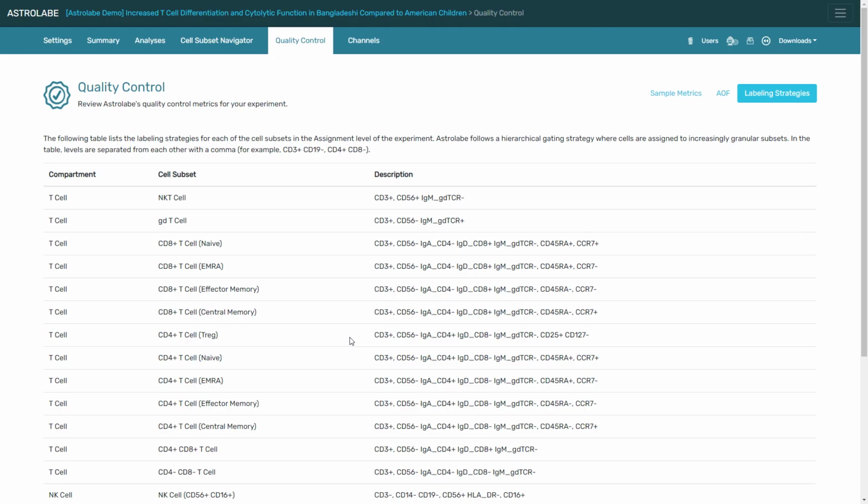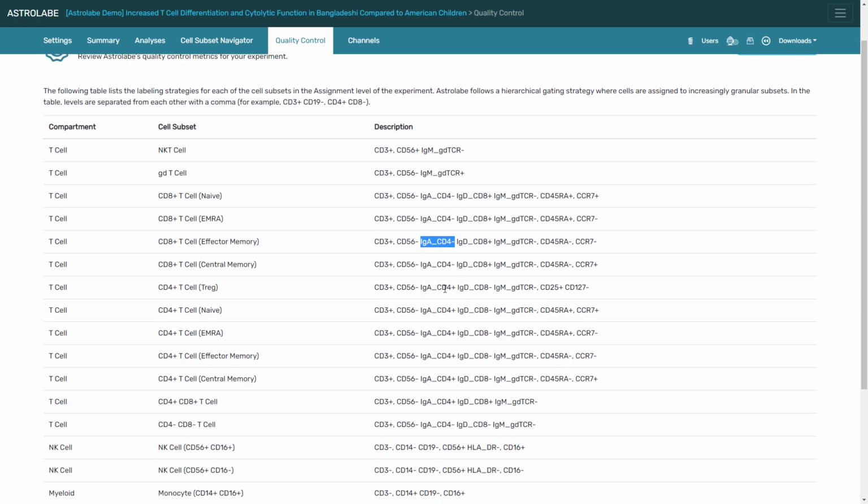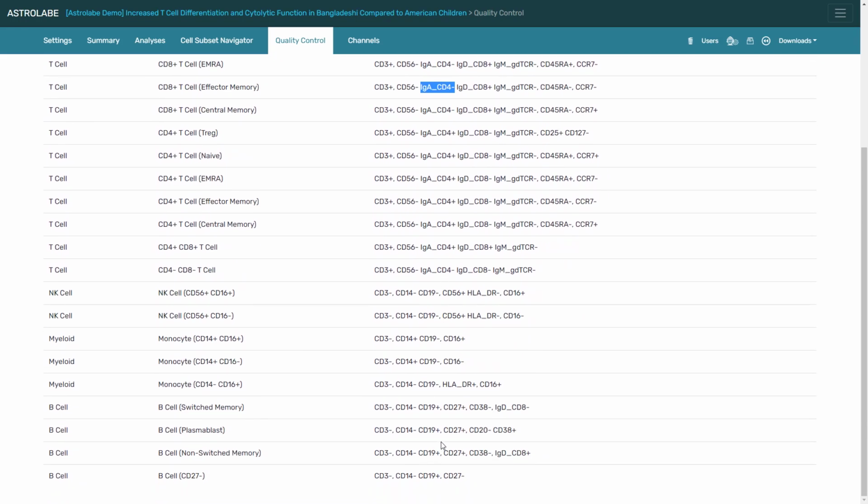Taking a look at the labeling strategy for this experiment, you can see how Astrolabe correctly uses each one of the channels. So for example, when looking for effector memory CD8 T cells, we're using the IgD CD8 channel as CD8. Likewise, we're using the IgA CD4 channel as CD4. If we scroll down and look at the B cells, when separating switched and non-switched memory B cells, we're using the IgD CD8 channel as IgD.